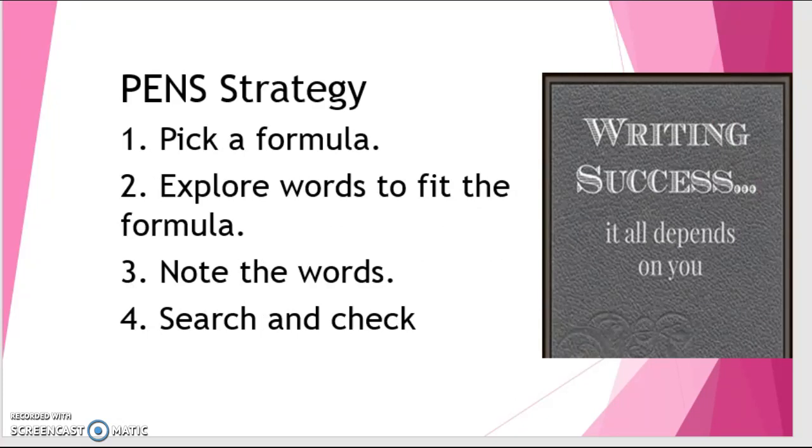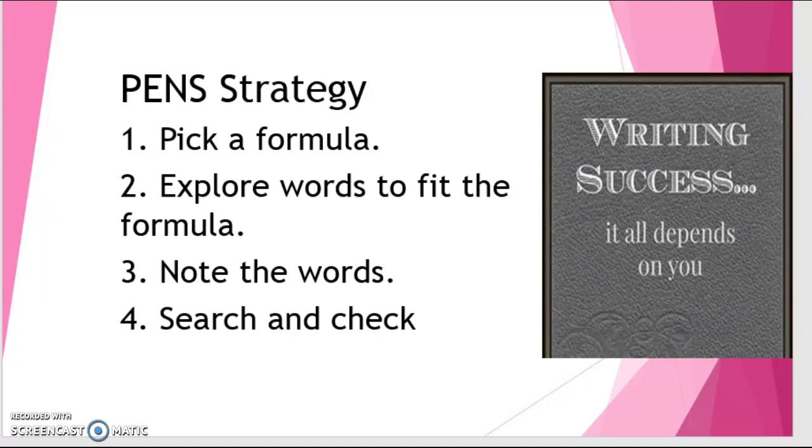So I just wanted to review the steps that we want to use when we're writing our sentences. So remember to be using the PIN strategy. And the first one is to pick a formula, and on your last assignment you actually got to have your choice one, so you want to make sure that you're using different formulas when you do that. And then 2, explore words to fit the formula. So this is where you come up with ideas about what you're going to write about. And then 3 is noting the words, which means that you write them down or type them in a Word document on your laptop. And then 4 is search and check.